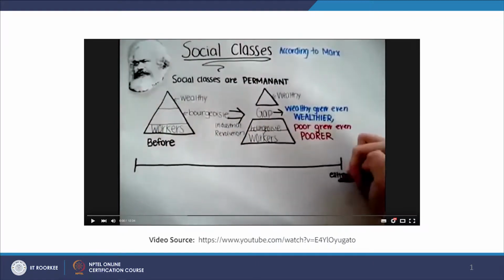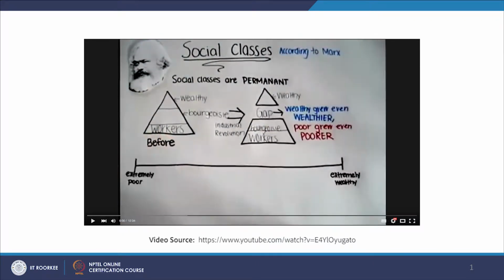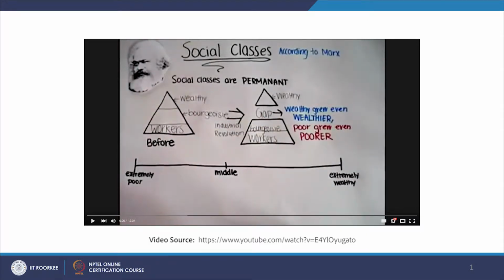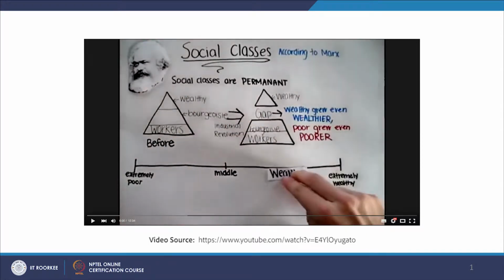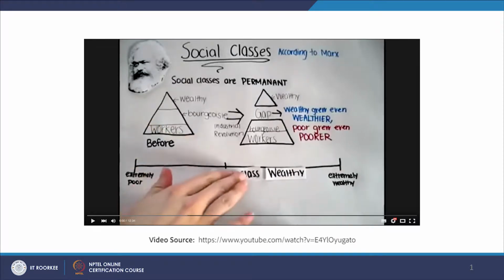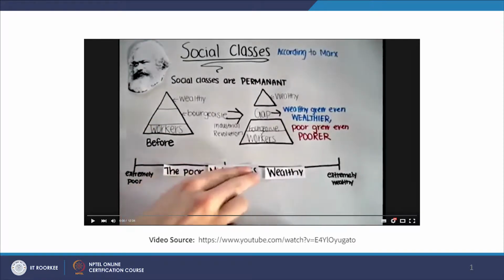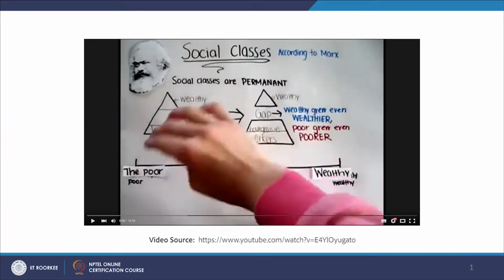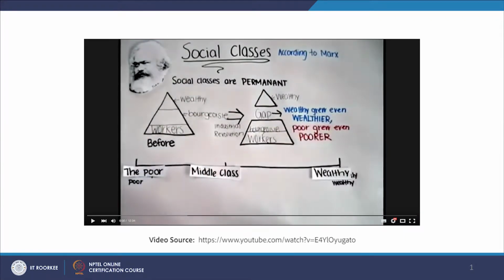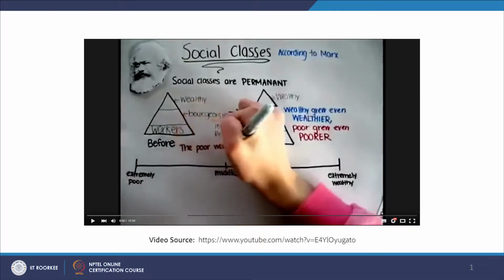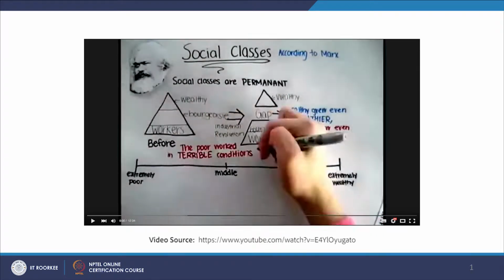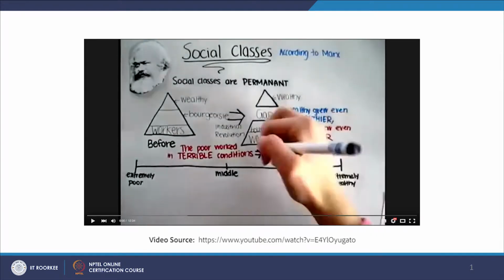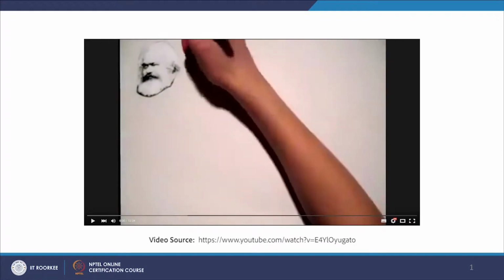With the distribution of money, the extremely wealthy are on the right and the extremely poor on the left. Before the Industrial Revolution, Marx thought that the wealthy, the middle class, and the poor were relatively close to one another based on the distribution of wealth. However, after the Industrial Revolution, he thought that the wealthy would grow extremely wealthy, the poor would grow extremely poor, and the middle class would lose some of their wealth as well. The poor worked in terrible conditions, and Marx thought that this would cause the poor, which was the majority of the population, to overthrow the factories.